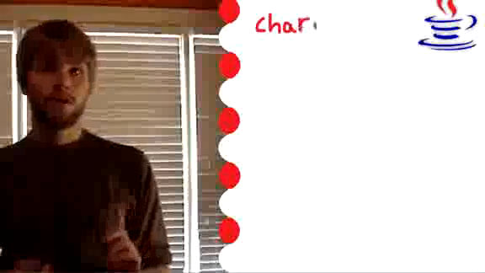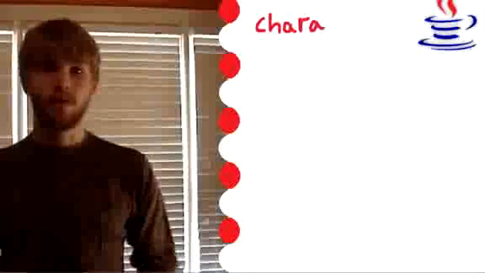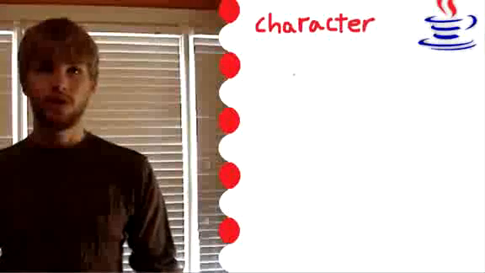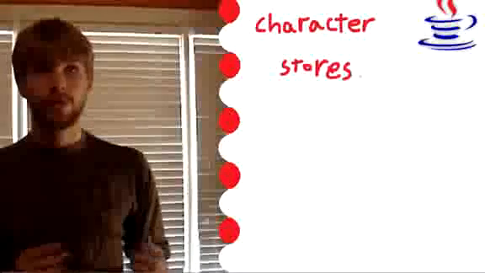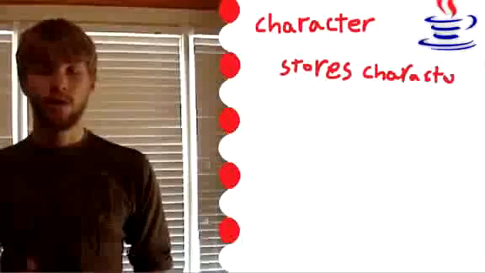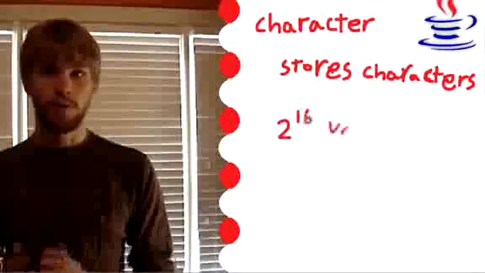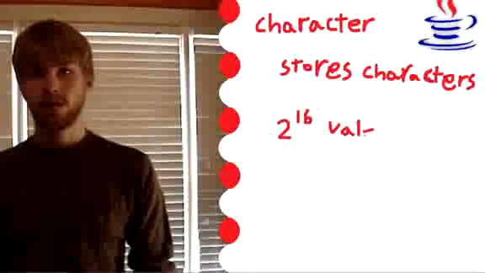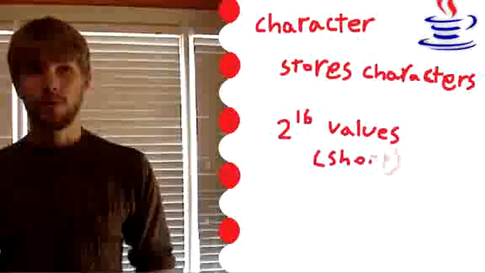Now the next one we're going to talk about is char. Char stores characters. It takes up the same amount of space as a short, so that's 16 digits. Now with char, you can just simply set it equal to 1 and only 1 character. So that could be A, B, C, any one of those, or space, or slash, or any character that you can type on a keyboard can be stored in a char.